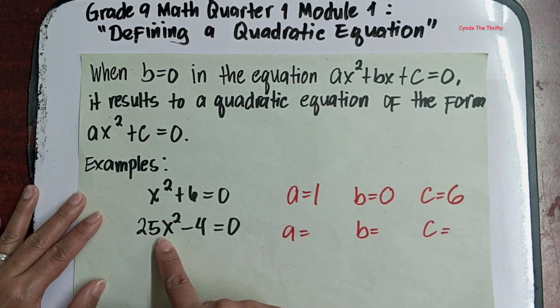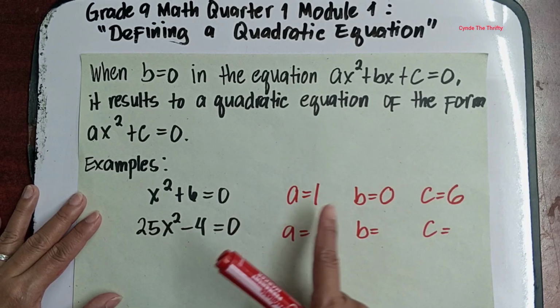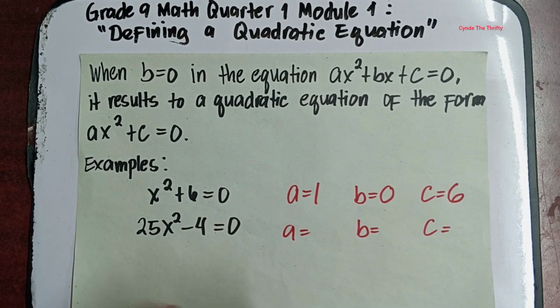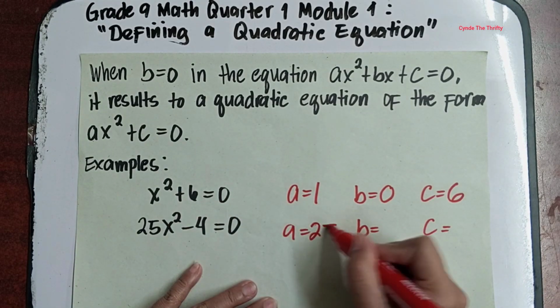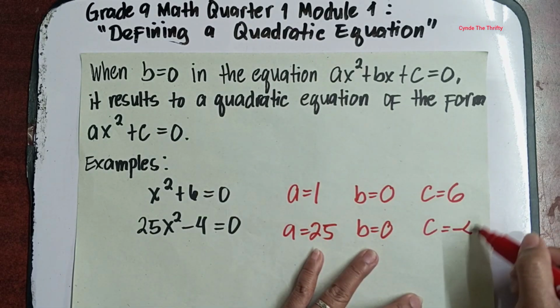And then another example, 25x squared minus 4 is equal to 0. So, again, wala tayong value ng B dito or wala tayong linear term. So, ilalagay lang natin na 0. Ang value ng A is 25, ang value ng B is 0, at ang value ng C is negative 4.